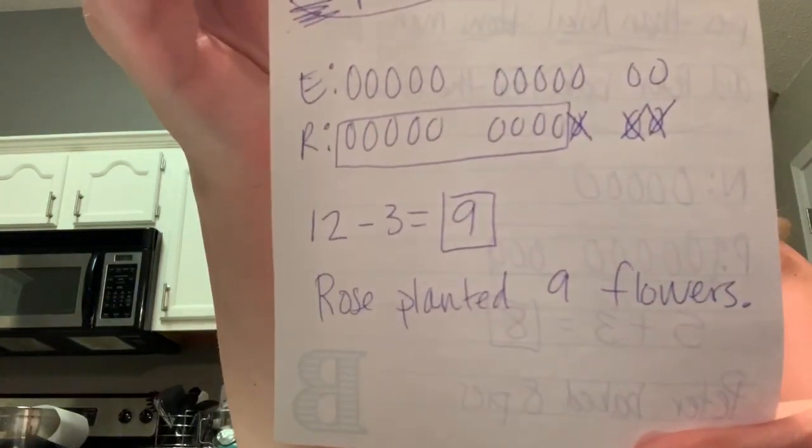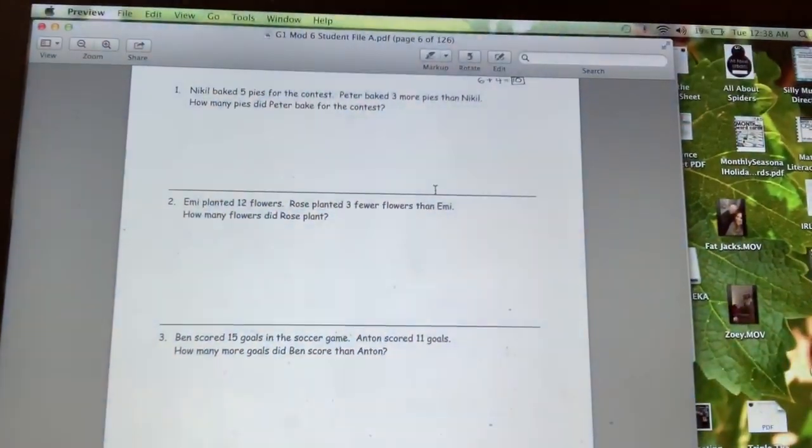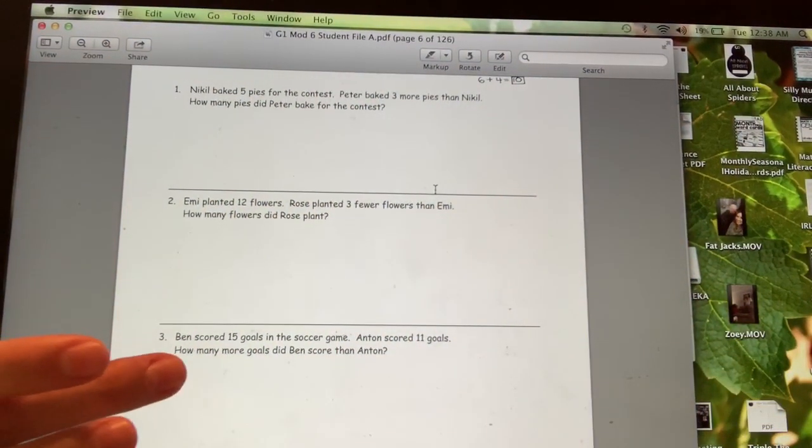Rose planted 9 flowers. Just like that. Rose planted 9 flowers. Okay, very good. Let's move on to the next one. All right, we're going to get there, guys. You got this. It just takes some wording to really pay attention to. But we got this. Don't worry. You got this. Number 3, right down here.